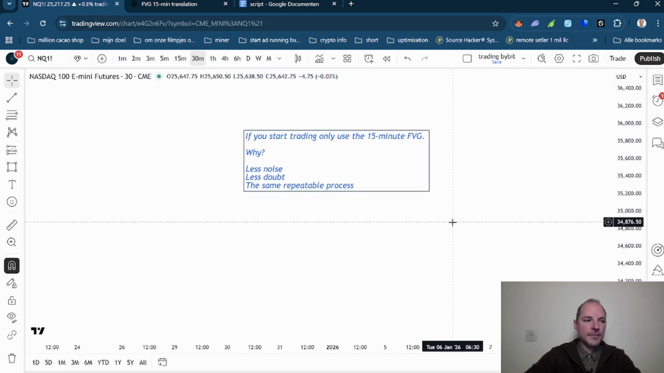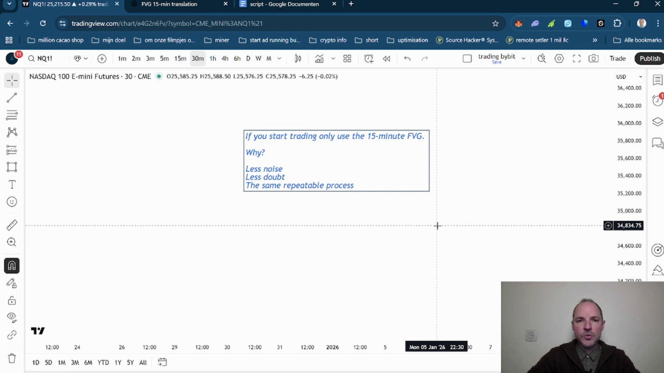If you're new to trading, I would recommend only using the 15-minute time frame for fair value gaps. Why? They have less noise. You will be more confident in taking trades, so you will not take unnecessary trades, and you have a repeatable process. It's very important that you can repeat the process over and over again so that you actually know what you're doing.